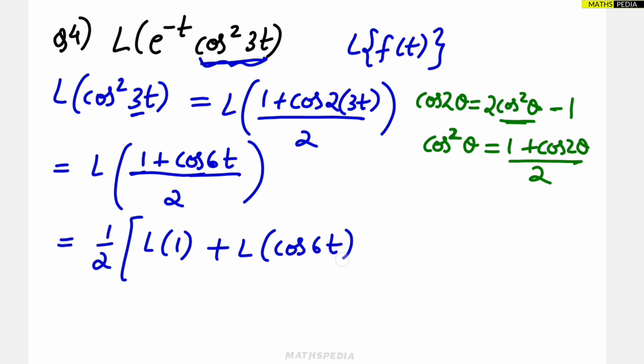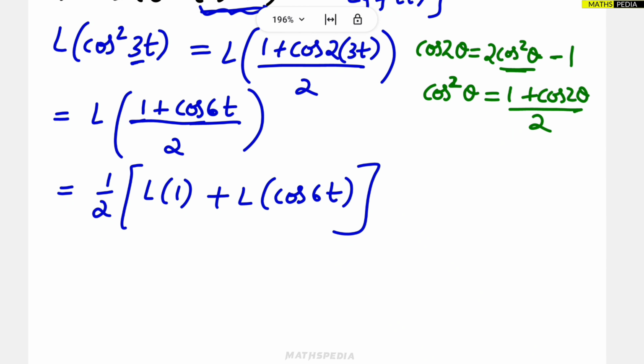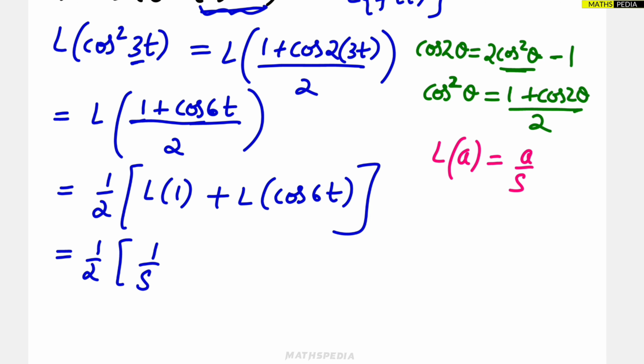Very simple. Now Laplace transform of 1, what is the formula? So Laplace transform of 1 is what? 1 by s. From where I got? We have already studied that Laplace transform of a constant a is equal to a by s. A is nothing but a constant. Here it is 1, so 1 by s.